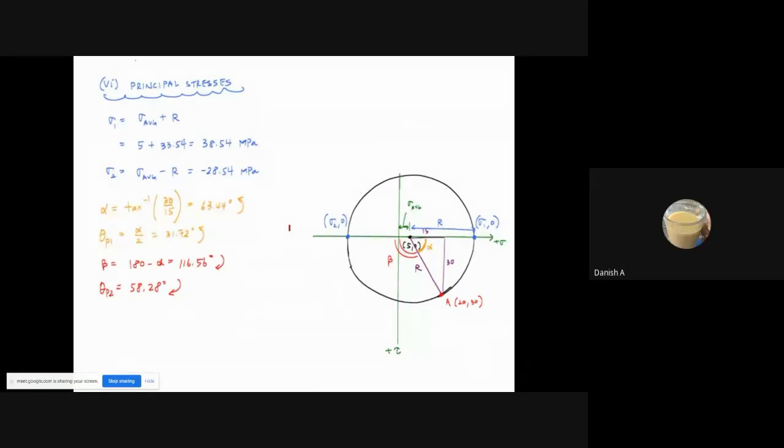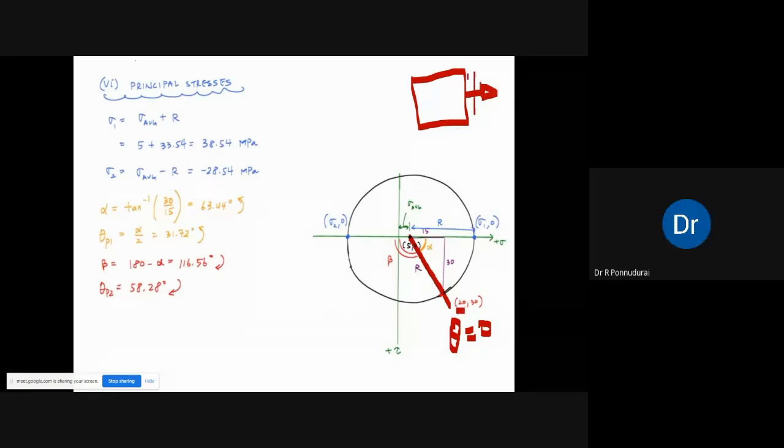This angle alpha shall always be equal to 2 theta? So this alpha, this is a 0 degree line. Theta is equal to 0 degree in this line. We don't take always. Because the element we have been given has sigma x equal to 20 and tau x equal to 30. This point is already marked. So the center and this point, if you draw a line, that indicates 0 degree.